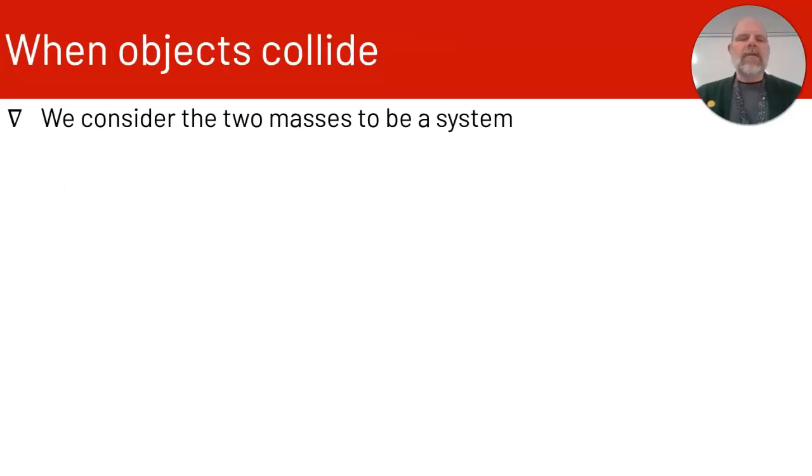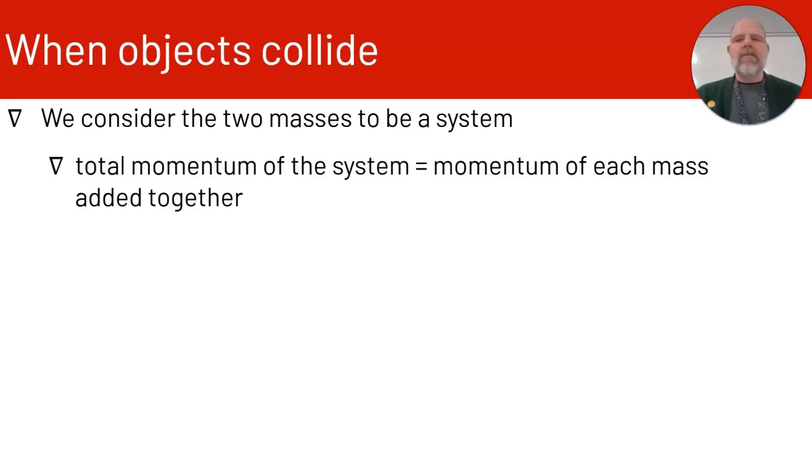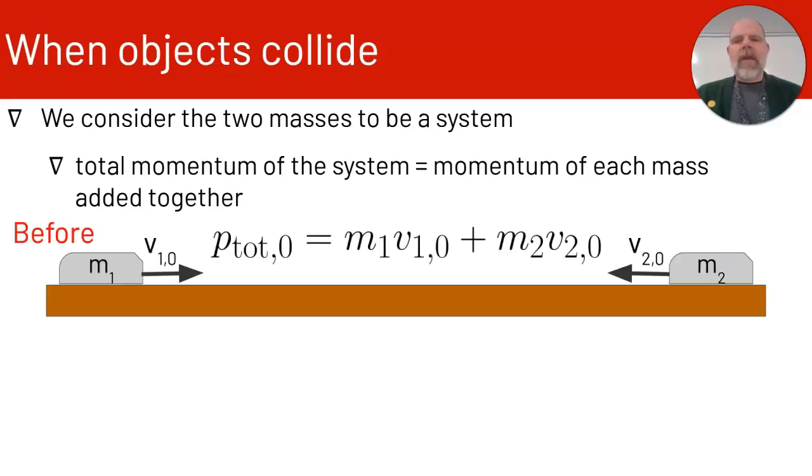So we consider the two masses to be a system in this example. Total momentum of the system equals the momentum of each mass added together. So here, before the collision, we have the mass of cart 1 and its initial velocity, v1 naught, and we have the mass of cart 2 and its initial velocity, v2 naught. So the initial total momentum, p tot naught, is equal to mass 1 times velocity initial 1, plus mass 2 times velocity initial 2.